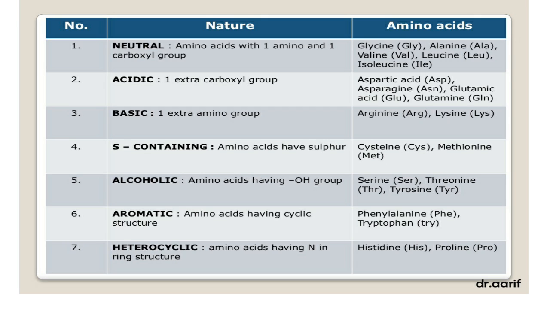Sulfur-containing amino acids have sulfur: cysteine and methionine. Alcoholic amino acids having an OH group: serine, threonine, tyrosine. Aromatic amino acids having a cyclic structure: phenylalanine, tryptophan. Heterocyclic amino acids having N in a ring structure: histidine and proline. So in that way there are 7 types of amino acids.